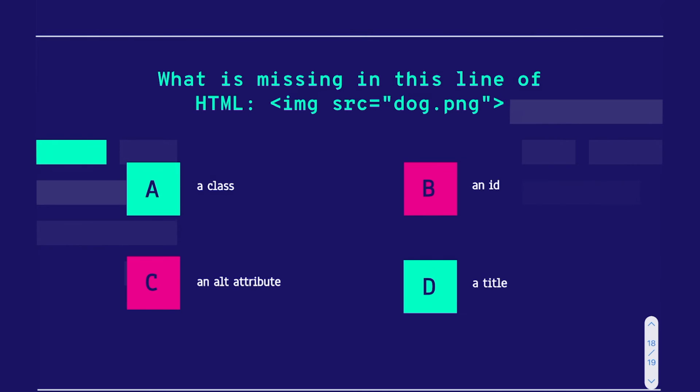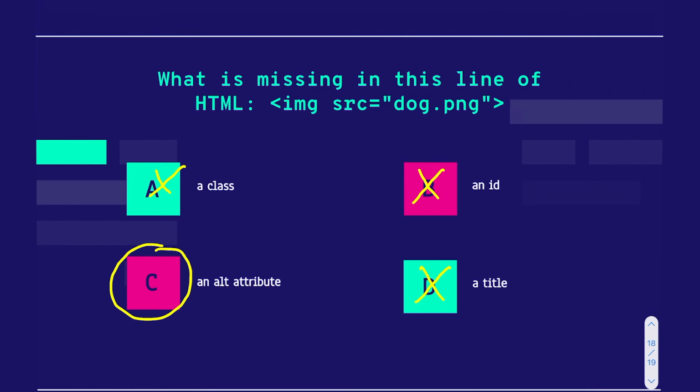All right, finishing it off with our last question. What is missing in this line of HTML? Image source equals dog.png. A, a class, B, an ID, C, an alt attribute, or D, a title? The correct answer is an alt attribute. So with the rest of these, you don't really need these for images, right? So it'd be perfectly fine for this image tag to not have a class or an ID or a title, but an alt attribute you must have in an image tag, right?